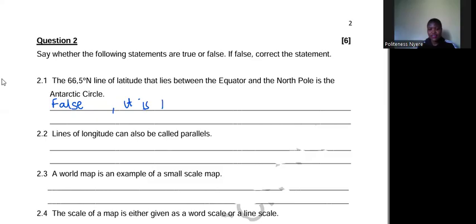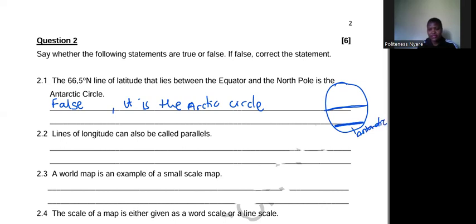it is the Arctic Circle. So on our global map, we have the equator at the center. Then on the 66 degrees, on the south, that's the Antarctic, but on the north is the Arctic. It is the Arctic Circle.